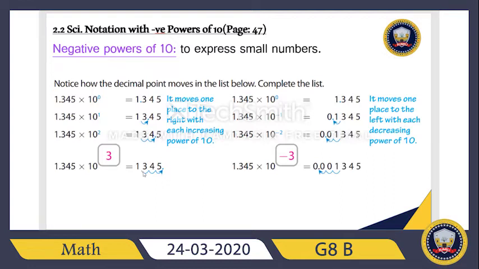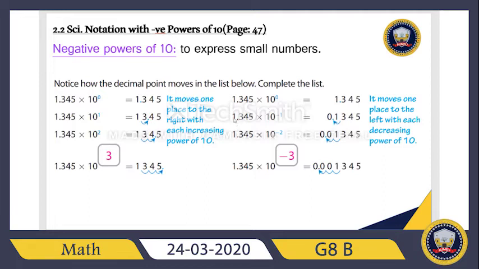What about moving the decimal point 3 places? Then my 10 should be to the power of 3. Now let's go to the other direction, moving it to the left. Okay, 1.345 times 10 to the power of 0. Here I have a power of 0, so nothing is moved, nothing is changed, so I will have the same number. Why? Because 10 to the power of 0 is equal to 1. That's it, no changes happen.